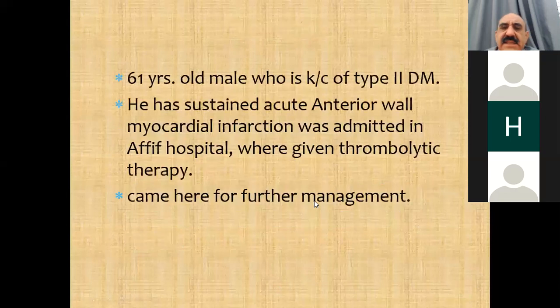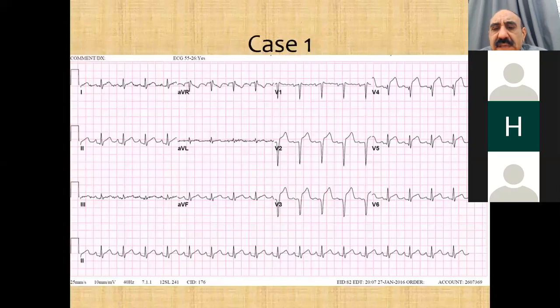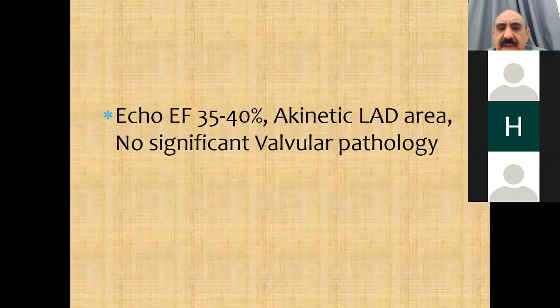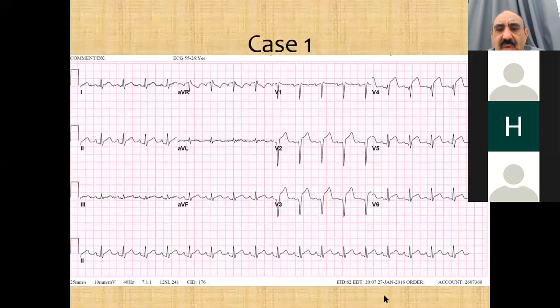So let us take this example of a 61-year-old male who's a known case of type 2 diabetes, and he came to the ER with such an ECG. The ECG, as you can appreciate, shows normal sinus rhythm. It is standard leads, with a speed of 25 millimeters per second.